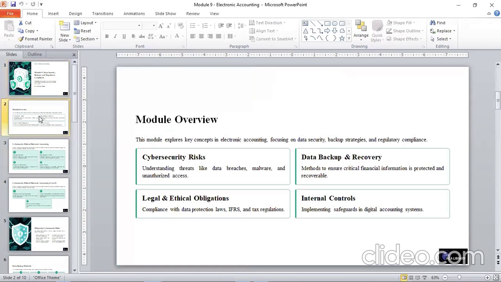As an overview, this module explores key concepts in electronic accounting, focusing on data security, backup strategies, and regulatory compliance. It looks into cybersecurity risk, which is an understanding of threats like data breaches, malware, and unauthorized access. Also, it looks at data backup and recovery, the methods to ensure critical financial information is protected and recoverable. It looks into the legal and ethical obligations of compliance with data protection laws, IFRS, and tax regulation. And it looks into internal control, implementing safeguarding principles in digital accounting systems.